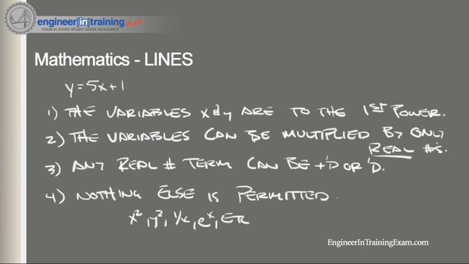So if you look back at our example here, our general example, this is an equation where x and y are both to the first power. The variables are multiplied by real numbers, and there's a real number that is added in this case. So this equation adheres to all four rules, and we can call it a linear equation or a line.